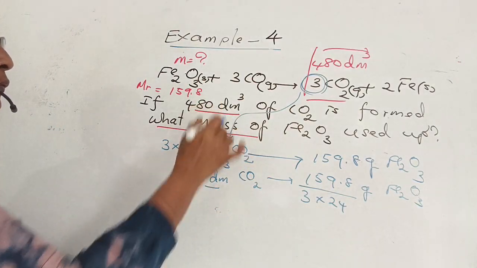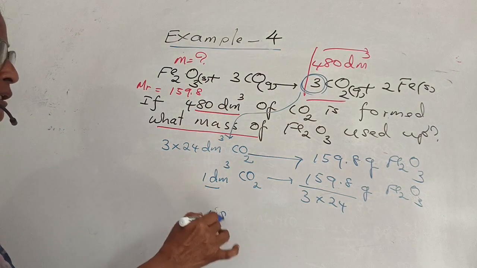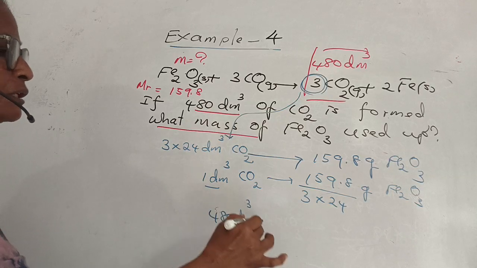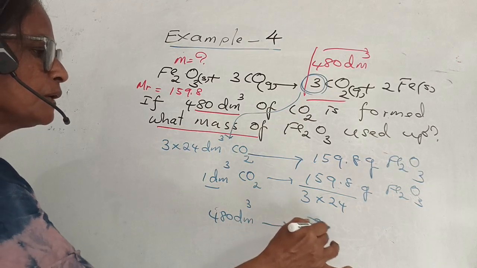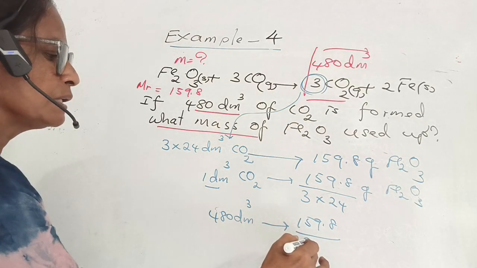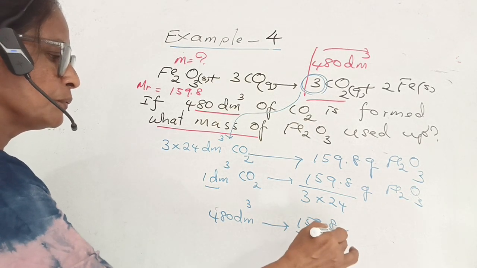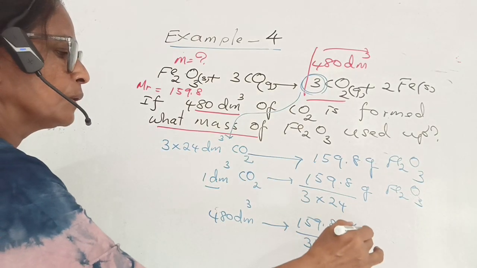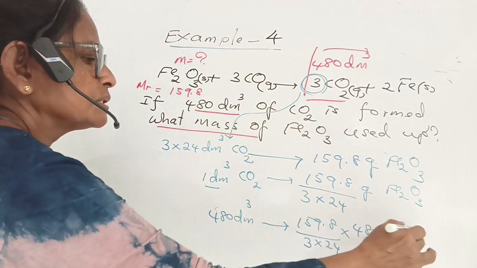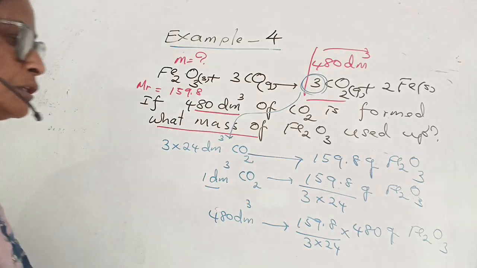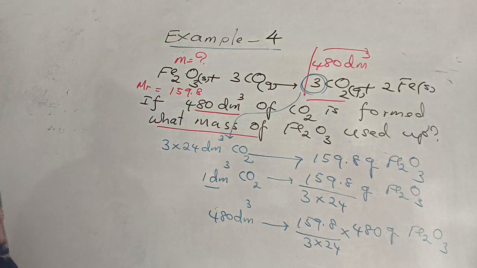Now to obtain 480 decimeter cube of carbon dioxide, 159.8 divided by 3 multiplied by 24, that's again times 480. The answer comes as the mass of iron trioxide. So it is much clearer now. It is to be simplified by using this calculation. 159.8 has to be multiplied by 480, which comes as 76,704.